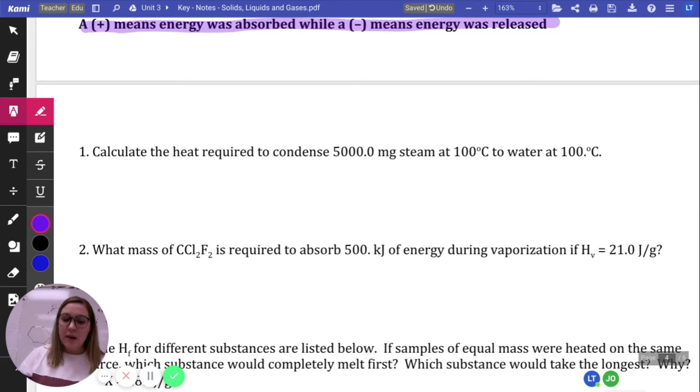All right. So this one says, calculate the amount of heat required to condense 5 milligrams of steam at 100 degrees Celsius to water at 100 degrees Celsius. So there's no temperature change here. You guys will see that it is important to note that there is no temperature change. We are only paying attention to how much energy it takes to change our enthalpy here.